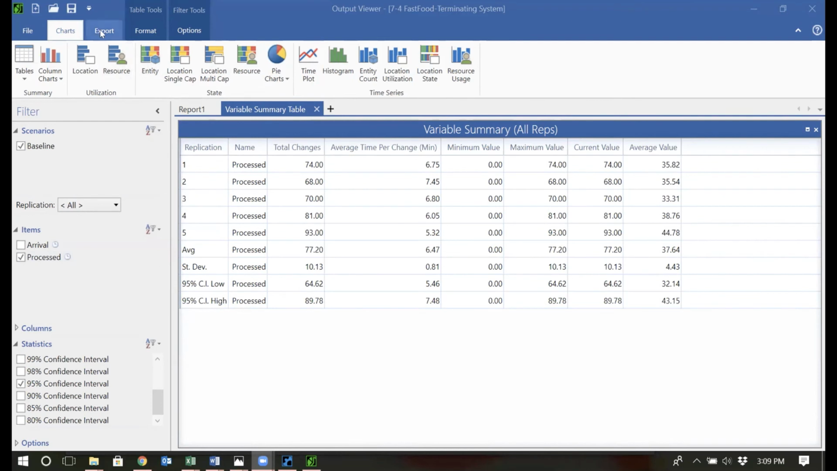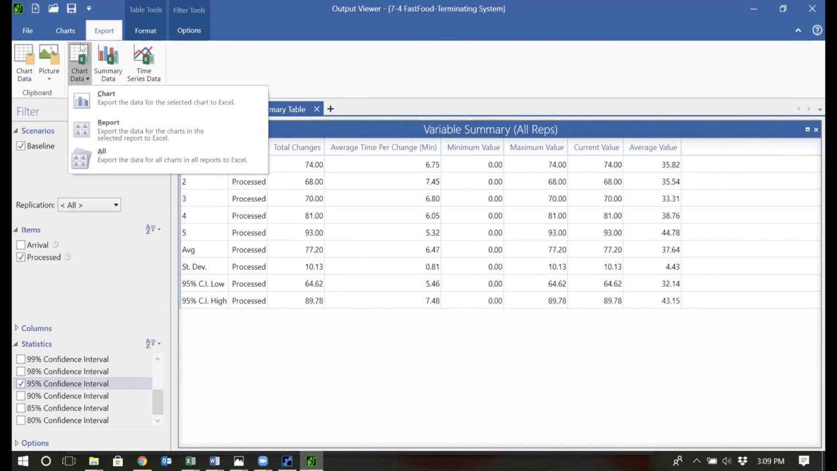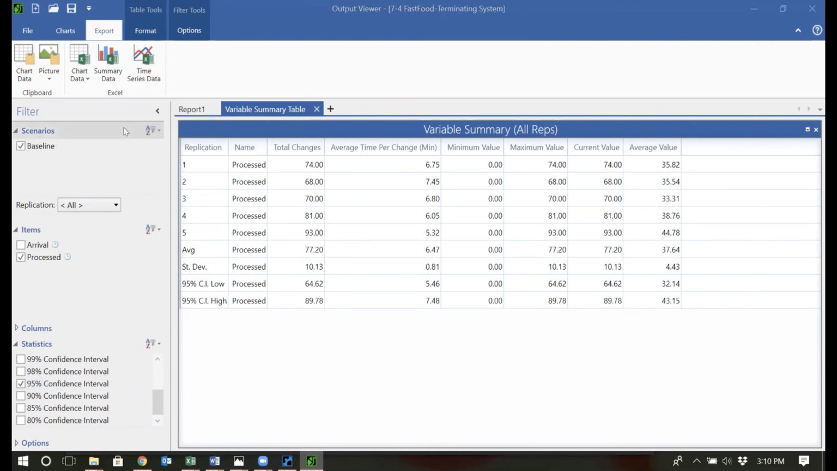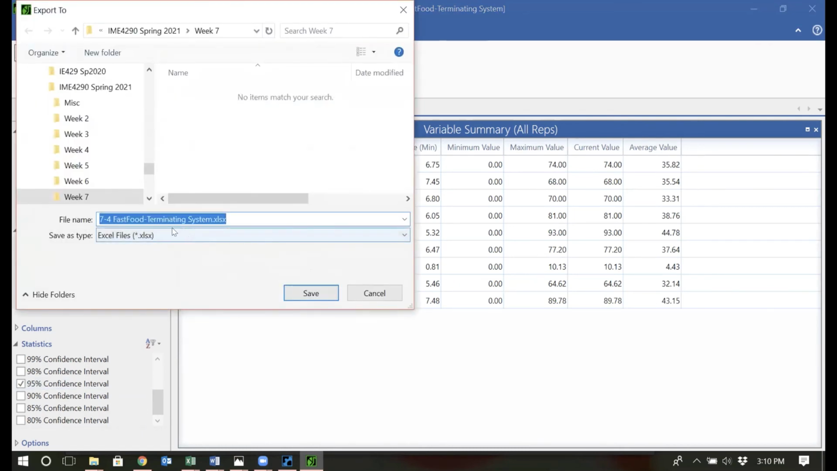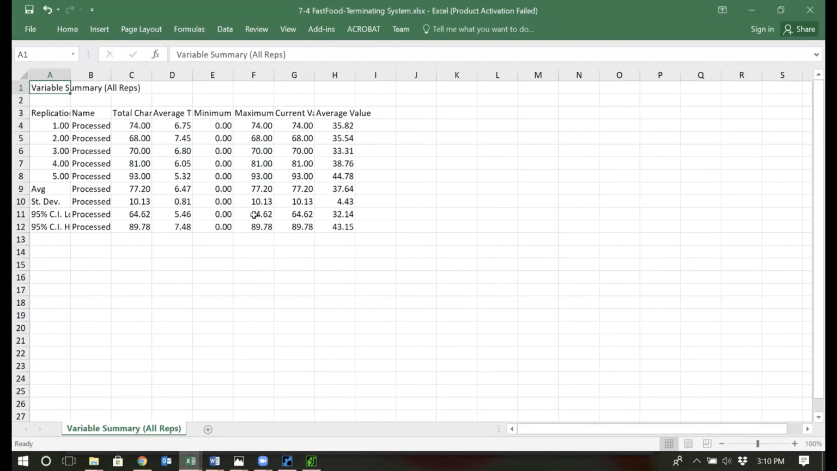To be able to do that, I need to go to export, click on the chart data option, and here choose report. And here it asks you to save the file. You can keep the same name of the model and just save it in the same folder for week 7. Okay, so this is exactly what you were seeing in that table. It brought everything for you in that Excel file.